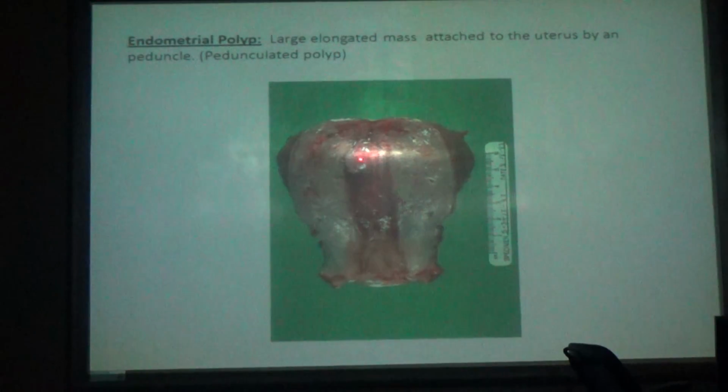Okay, fine. This picture shows you a pedunculated polyp. Clear? Polyps can occur anywhere in the genital tract, either in the cervix or in the uterus. This gross picture shows a large elongated mass attached to the uterus by a peduncle, like grapes attached to the stem. That small attachment is called the peduncle, so this one we call a pedunculated polyp.